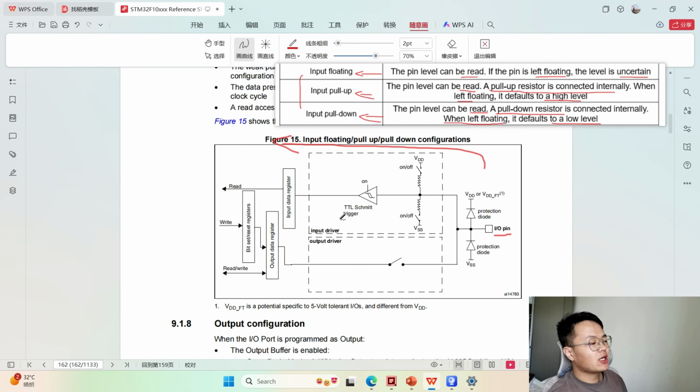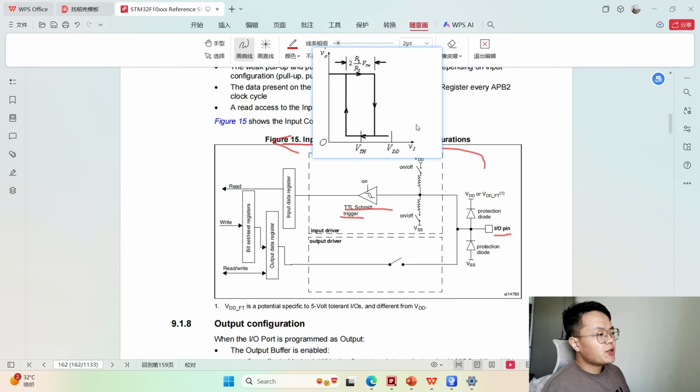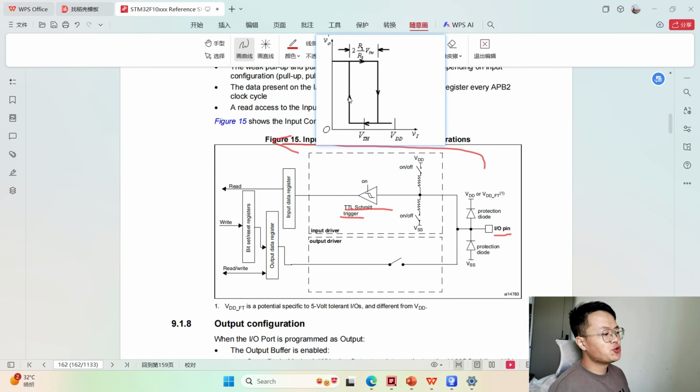Maybe you are a bit confused about the Schmitt trigger here. I'll give you an explanation. This picture is the characteristic curve of the Schmitt trigger. Maybe you also get a little confused here, but the conclusion from this diagram is only if the input voltage of the Schmitt trigger is higher than a certain level, the output is high. In the same way, only if the input voltage is lower than a certain level, the output is low.